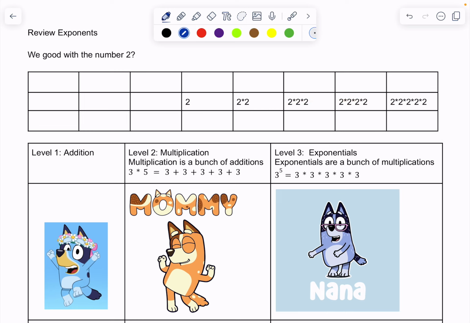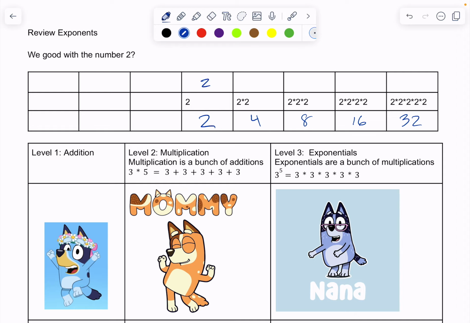I'm going to say 2 is just going to be 2. 2 times 2 is going to be 4. 2 times 2 times 2 is going to be 8. 2 times 2 times 2 times 2 is going to be 16. 2 times 2 times 2 times 2 times 2 is going to be, brain slip, 32. Okay? So from there, we can just figure out the exponents by just counting the number of 2's.